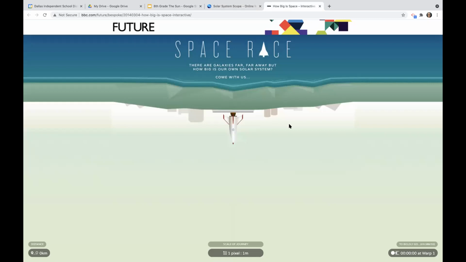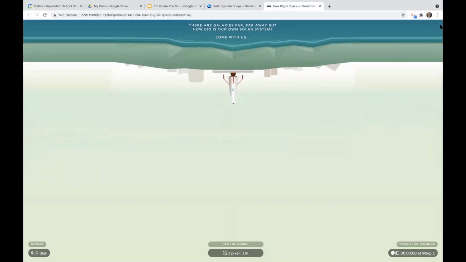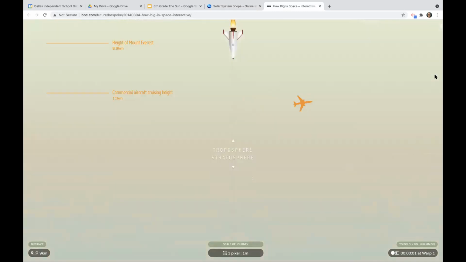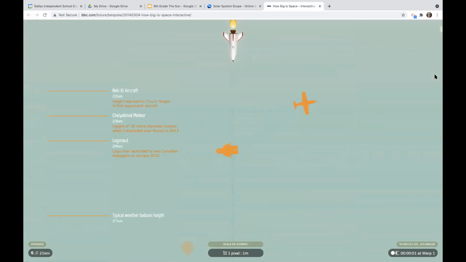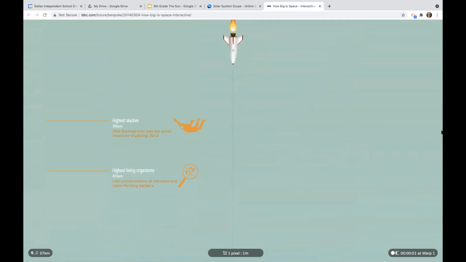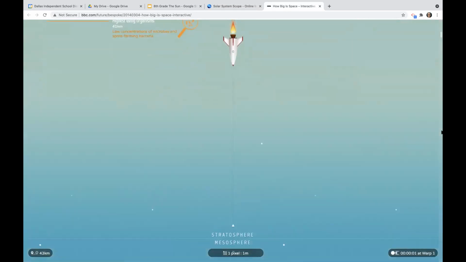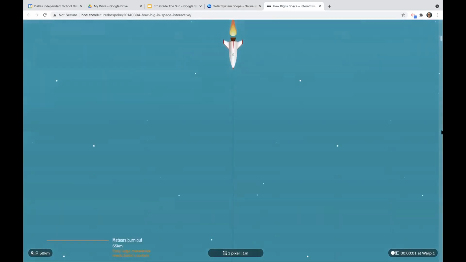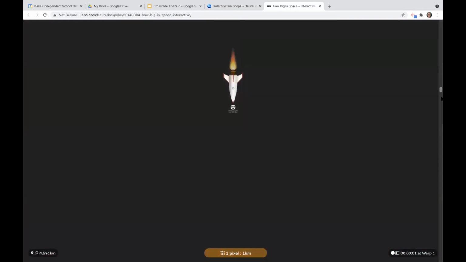And then this other one is from BBC. It's How Big is Space Interactive, and it will take you on a virtual exploration through space. So you start out in a rocket on Earth, and if you keep scrolling all the way down, you'll see just how far out distance-wise things are. For example, the highest skydive, the highest living organisms. You can see what's in different parts of the atmosphere all the way until you get out to some of our planets and things like that. So that's something fun that you guys can research on your own.